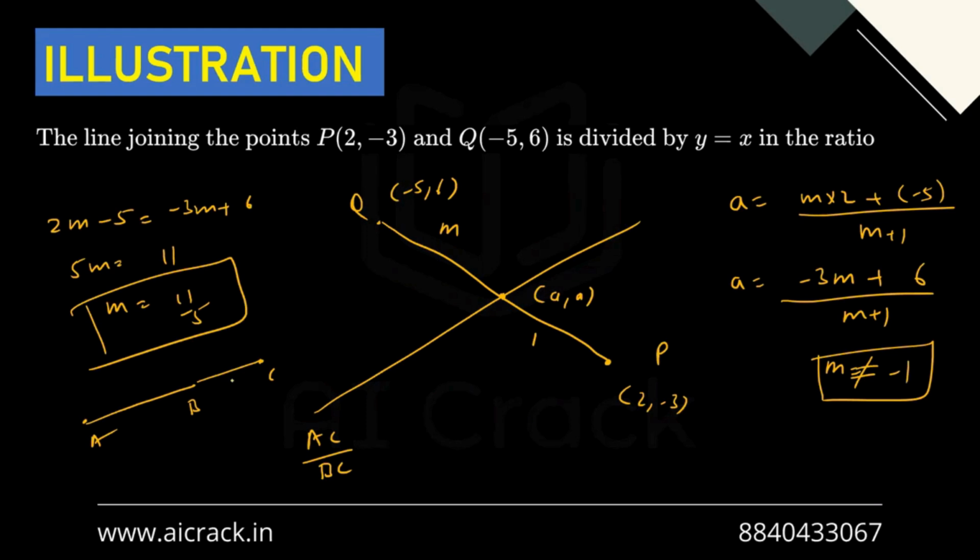So AC is always greater than BC, right? So it can never be equal to minus 1, because in that case the lengths should be equal. But that is not possible because AC is always bigger than BC. So that is why M equals to minus 1 is not possible. If it was some other ratio, then we would have considered it. But in this case, we cannot consider it.